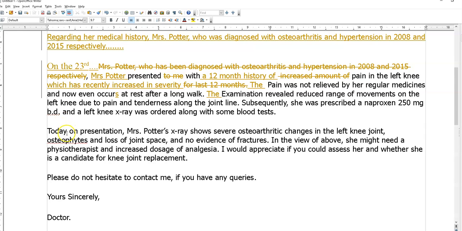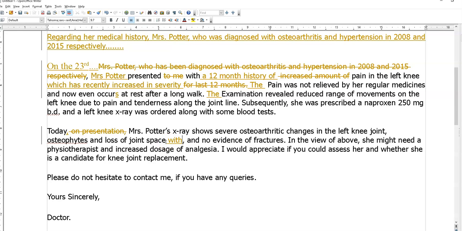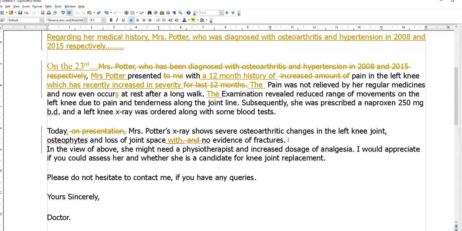Today on presentation, well, we don't really need this. Today, Mrs. Potter's X-ray shows severe osteoarthritic changes in the left knee joint, osteophytes and loss of joint space, with no evidence of fractures. Now, I will move this down, make it a separate section.